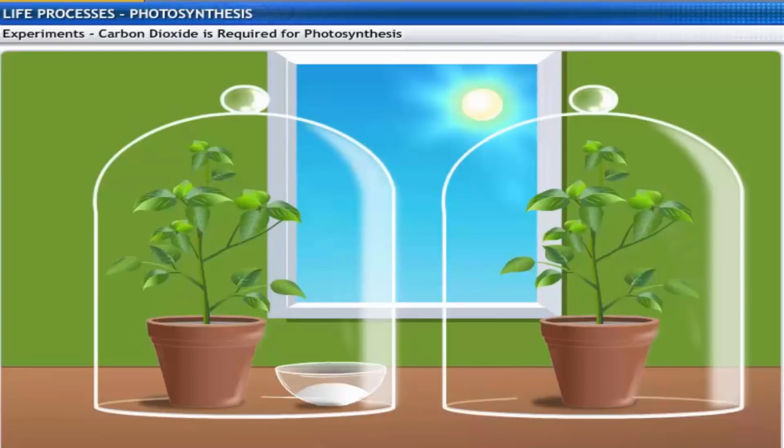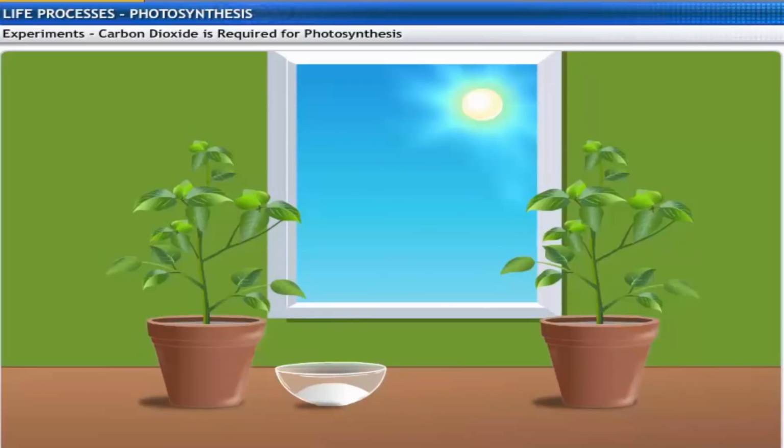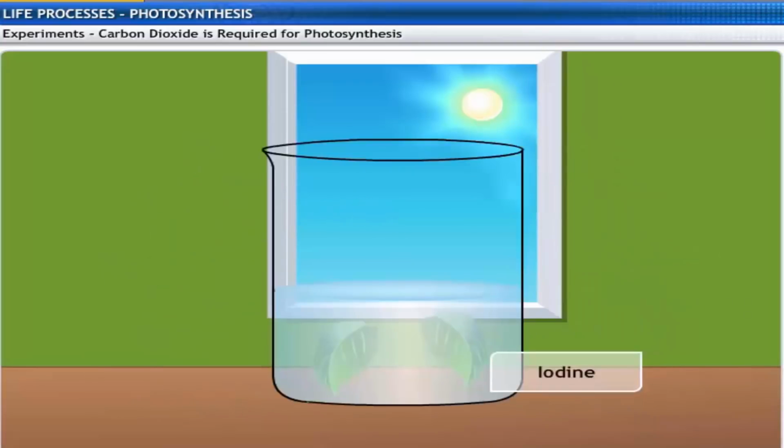Next, cover both the plants with separate bell jars as shown. Seal the bottom of the bell jars to the glass bottom surface so that the setup is airtight. Keep the plants in sunlight for about 2 hours. Pluck a leaf from each plant and check for the presence of starch using the iodine test.